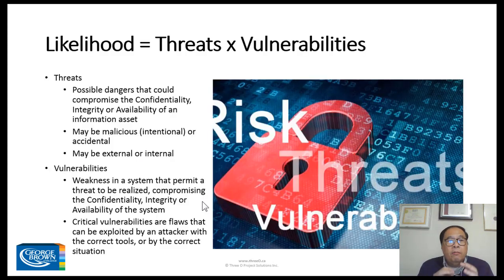Okay, now when we talk about likelihood, we can further break it down into two things: threats and vulnerabilities. Threats are possible dangers that could compromise the confidentiality, integrity, and availability of the information asset. The threats could be, because you didn't do any security check on the staff or workers that come in the door and work for you, that these staff could come in with a hidden agenda to try to commit fraud against the information asset that you have.